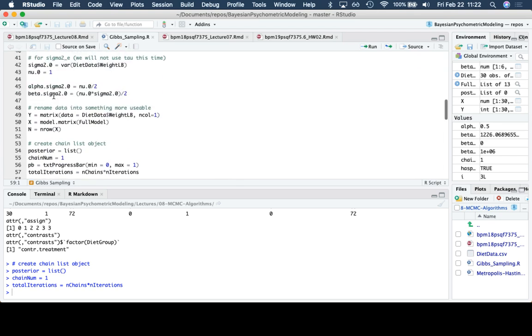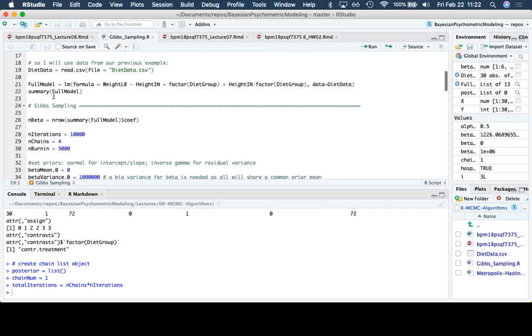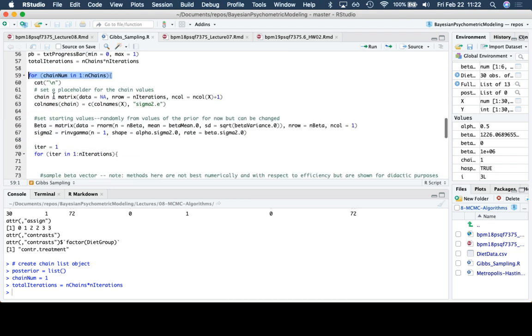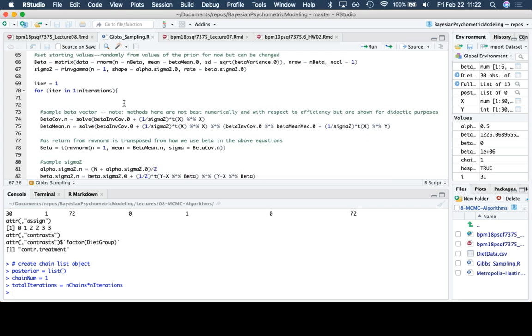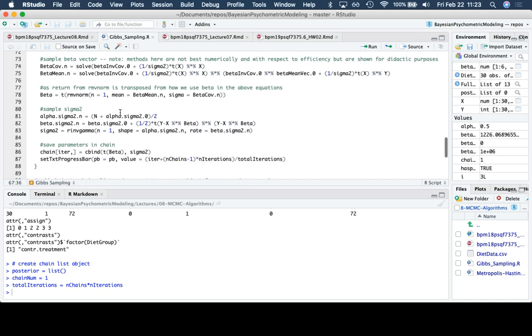To do that, I hope I set my random number seed. Of course I didn't, but that's okay. Anyway, here you'll see I have something to save my chain values that has all the parameters in it. I randomly sample starting values up here for my parameters, randomly sampling these from their prior distributions as well. Then I go through each iteration. This is where Gibbs really works.